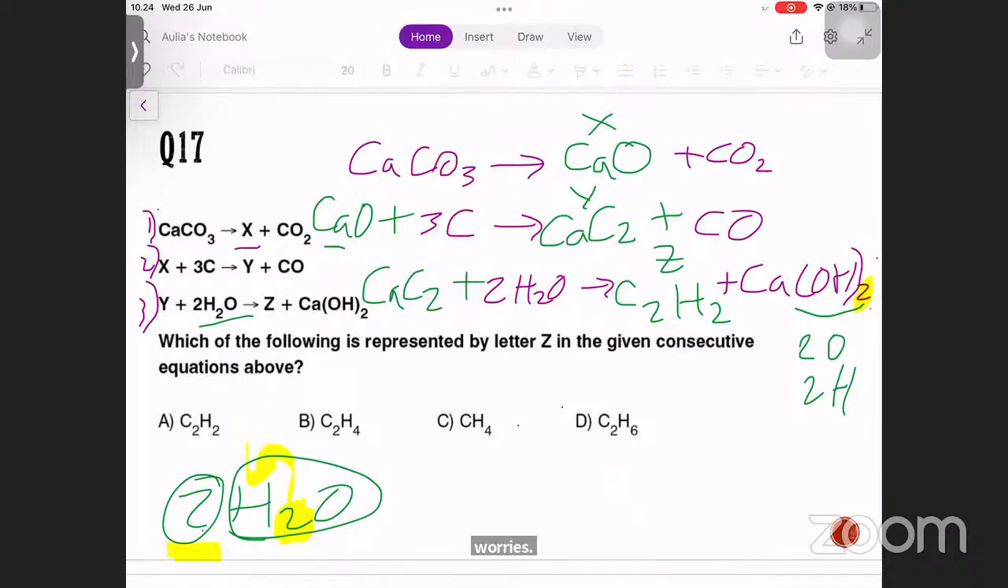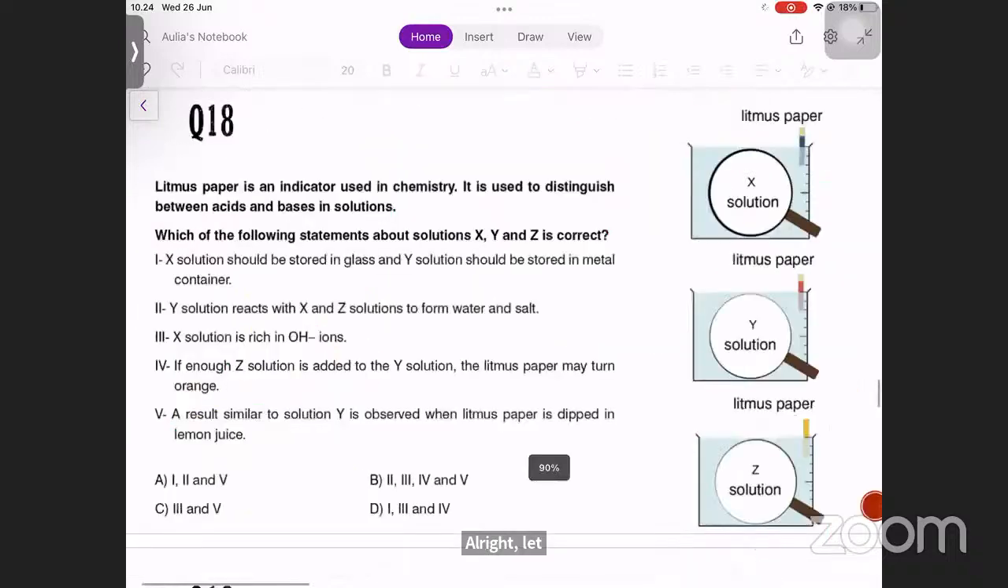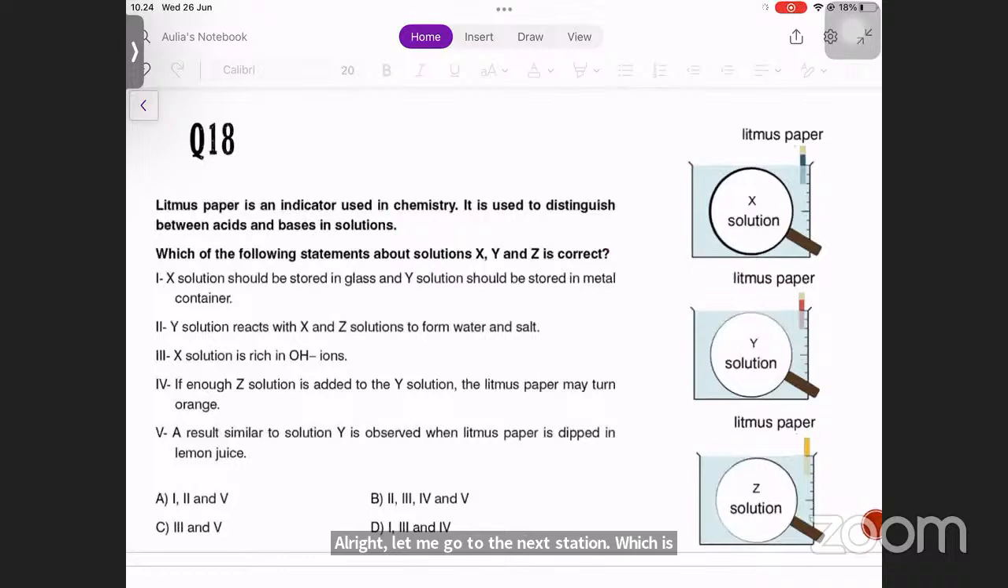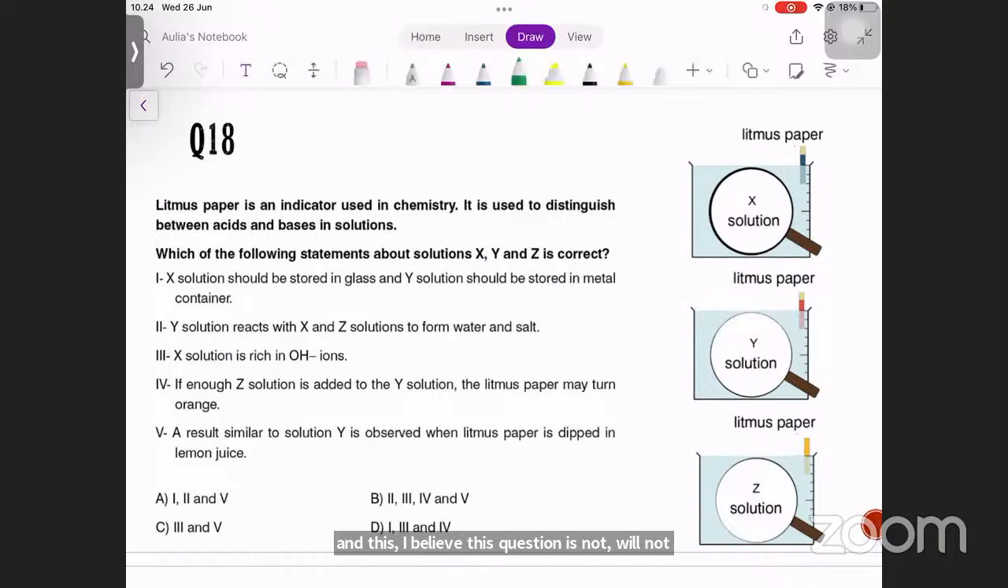All right. Let me move to the next question, which is question number 18. Since you have learned about acid and base, I believe this question will not be a big deal for you as well. So here is the question. Litmus paper is an indicator used in chemistry. It is used to distinguish between acids and bases in solution. Now, I want to ask everyone, what color will be indicated by litmus paper when the solution is acid? What is the color for acid?